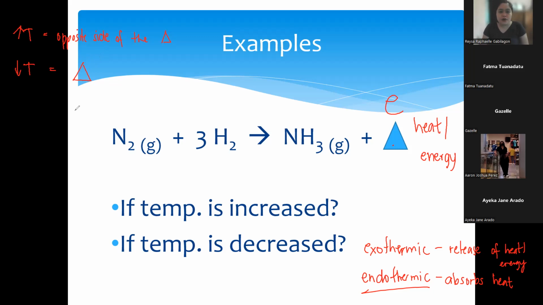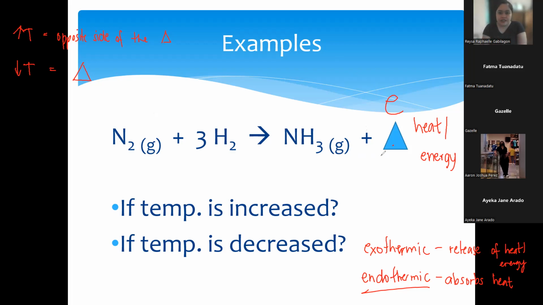Okay, so let's take this for example. We have here the formula. You have a nitrogen gas plus 3 moles of hydrogen. This is also a gas, yielding ammonia. NH3 is ammonia, which is also a gas. And take note that this is an exothermic reaction. So heat or energy is being released, okay, as one of the products.